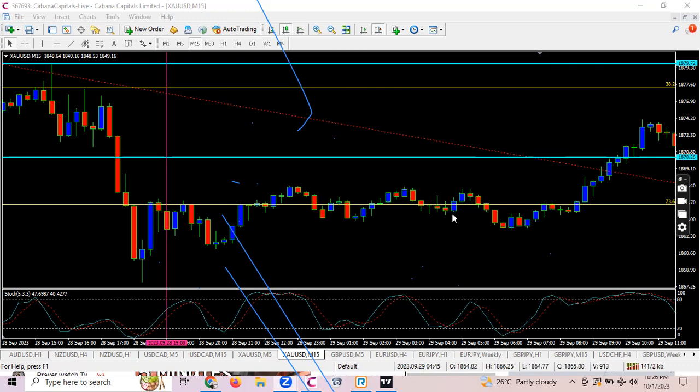For USD JPY, if Euro JPY is bearish and GBP JPY is bearish, you should expect USD JPY to be bearish because the JPY is the counter, the quote, on all those pairs. So you should expect a bearish move on those pairs too.